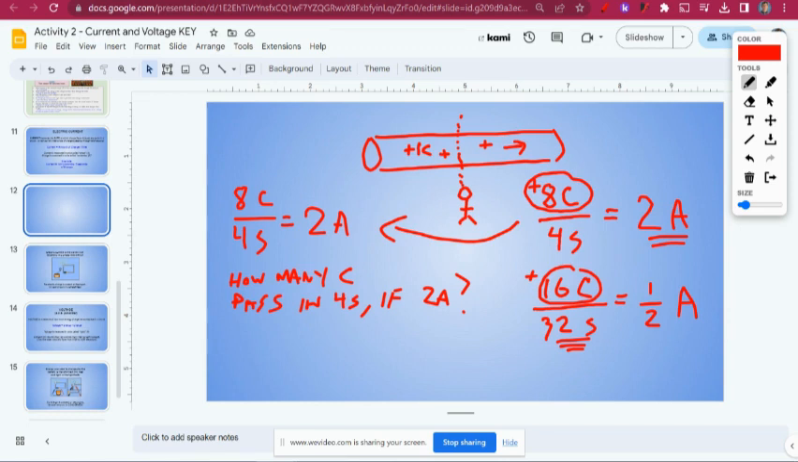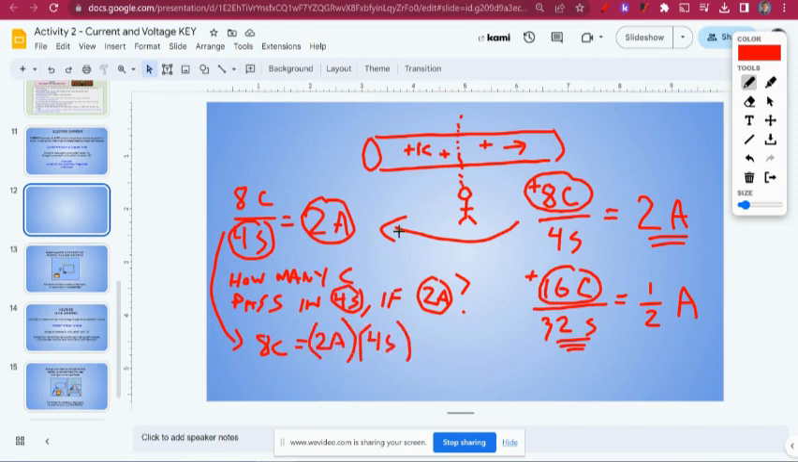Now, did you see what you can do here? You can just take these numbers and rearrange them. So I know the 4, I know the 2 amps, and I know that the answer must be 8. And I hope you can see that you can just rearrange the math up here, and you can say, well, 8 coulombs is equal to 2 amps times 4 seconds. And so that's how you can actually figure out the charge, if you want to.